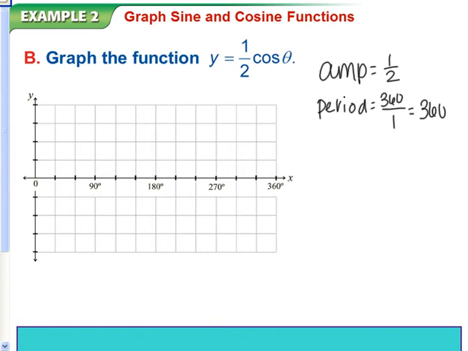All right, so that means we start, cosine starts at its maximum, which is 1/2, so right here. And it ends at its maximum, which would be right here at 360. Halfway through is when it's at its minimum, so halfway between 0 and 360 is 180. And halfway between each of those is when it touches 0. So we go through and graph it like this. Because cosine always has that U shape to it.